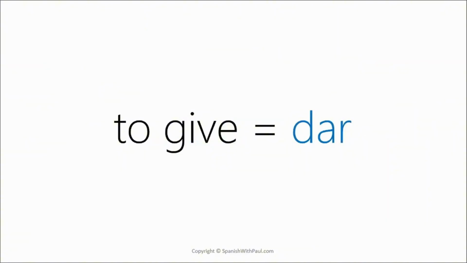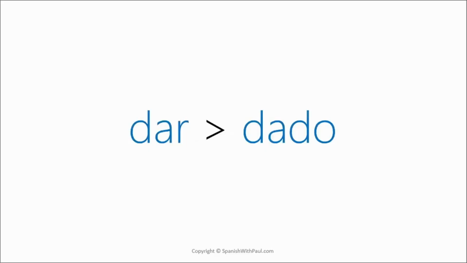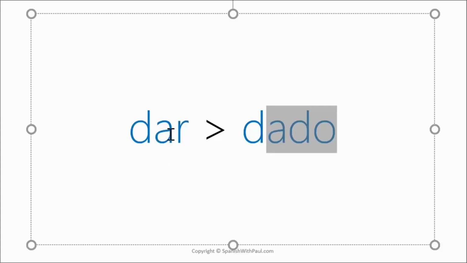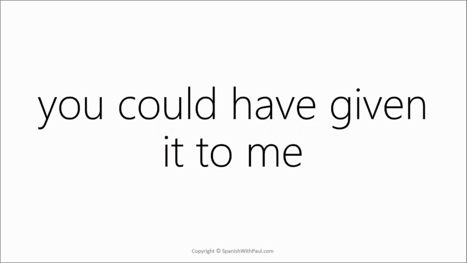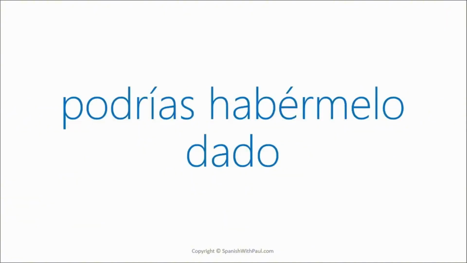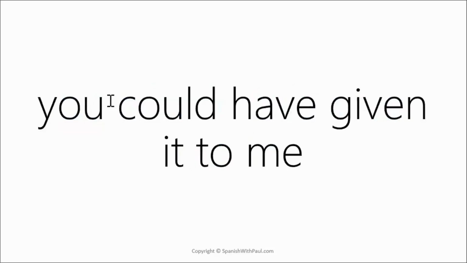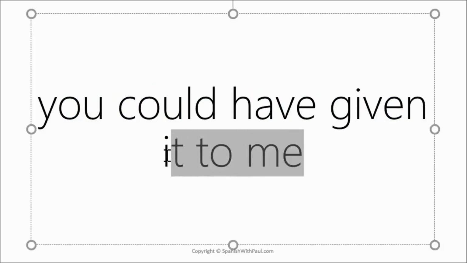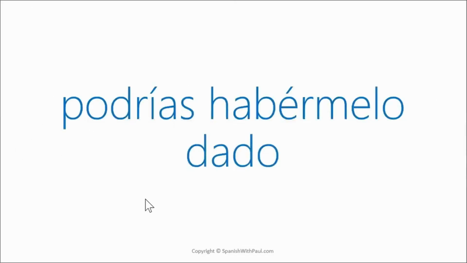Let's try using them with the verb dar, to give. So the past participle with dar, meaning given, would be dado. So it's regular. Has that ado sound and it's an AR verb, dar, dado. How would you say you could have given it to me? Podrías habérmelo dado. Notice that we have the double pronoun here, it to me, and this must always be hooked on to the end of haber. So, you could, podrías, habérmelo dado.